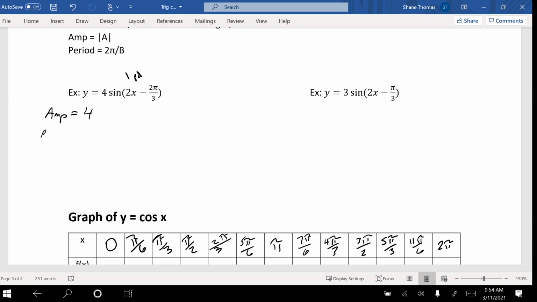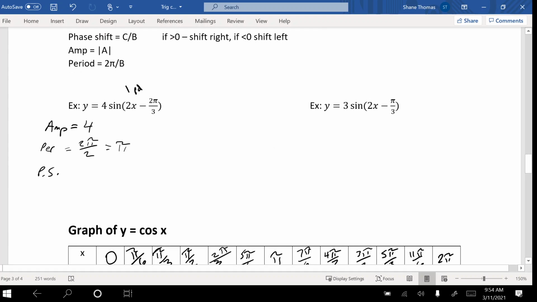My period is going to be 2 pi over my B term. So I have 2 pi over 2, which is just pi. So pi is my period for this one. Now, phase shift. This is the new part for us. For the phase shift, I need to take my C over B. So C over B here is going to be 2 pi over 3, over 2. See where I got that?